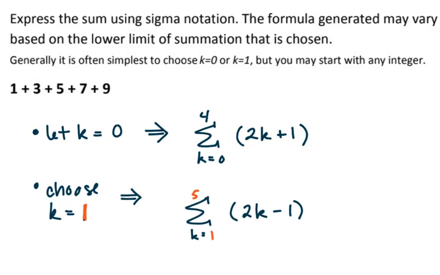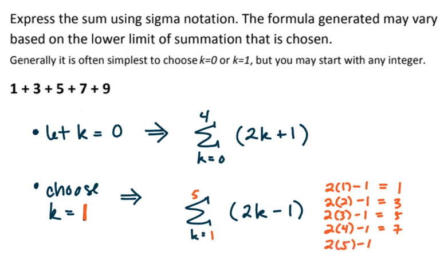And you get better at determining these formulas with practice, but it's a puzzle or a game to try and figure it out. So if I were to look at this and check this out, k equals 1, that would be 2 times 1 minus 1 gives me 1. 2 times 2 minus 1 gives me 3. 2 times 3 minus 1, 5. 2 times 4 minus 1, 7. And 2 times 5 minus 1 gives me 9. So this formula, when I'm going from 1 to 5, gives me that exact same summation.